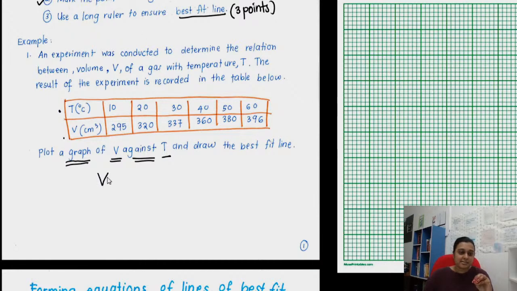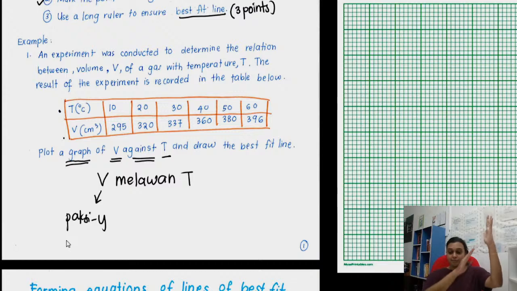In bahasa they will say V melawan T. That means which one will be on the x-axis and which one on the y-axis, so you must know that first. Always remember which letter comes in front. That one will be the y-axis because V comes first, melawan. Melawan means against T. T dekat bawah, T is at the bottom. So this one will be for your x-axis. So y-axis first, x-axis that one.